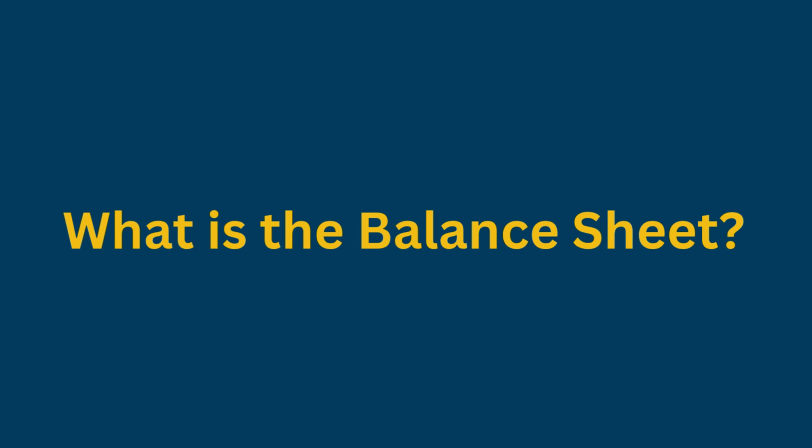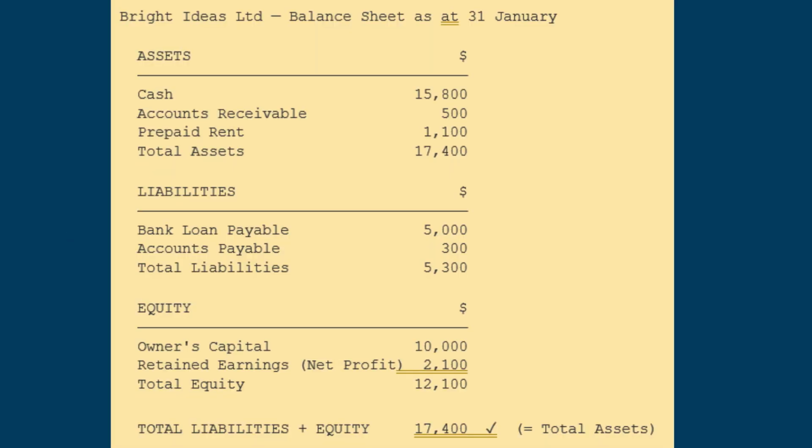The balance sheet, also called the statement of financial position, is a snapshot of the business at a single point in time. It lists all assets on one side, and all liabilities and equity on the other side. It is a direct representation of our accounting equation, assets equal liabilities plus equity. Always perfectly balanced. Assets of $17,400 equal liabilities of $5,300 plus equity of $12,100. Perfectly balanced, just as the accounting equation requires.